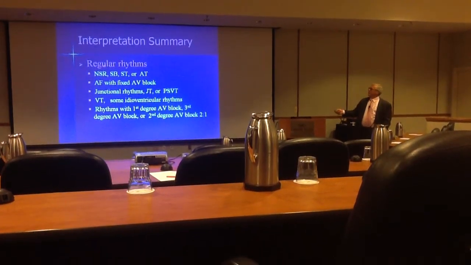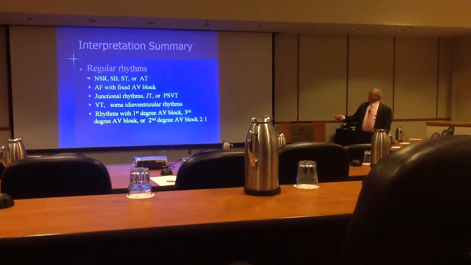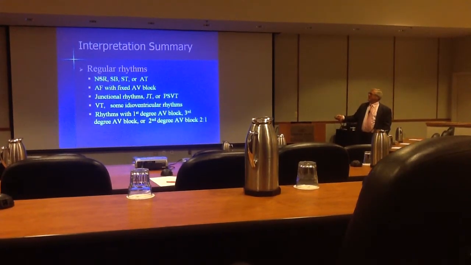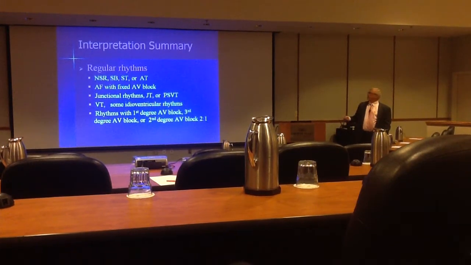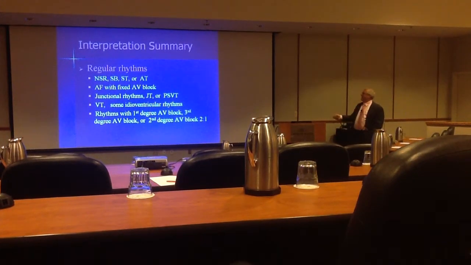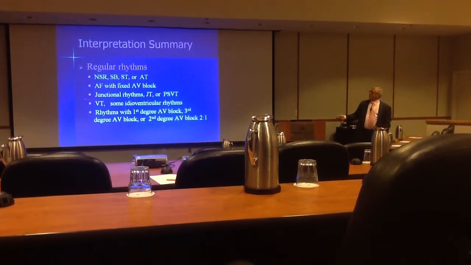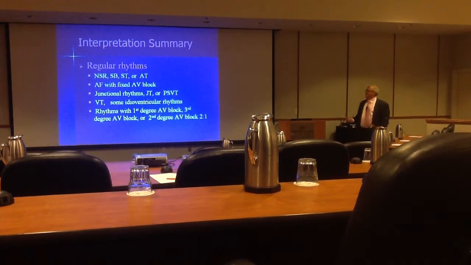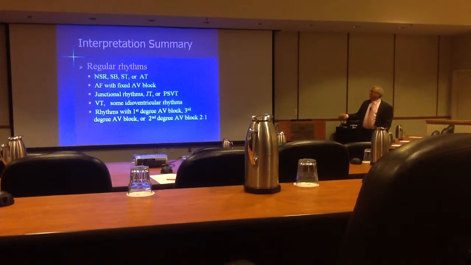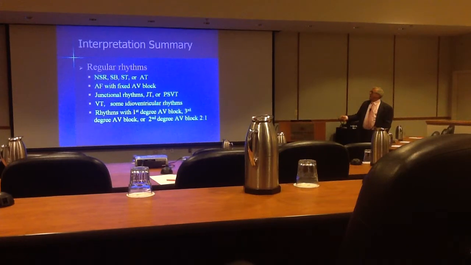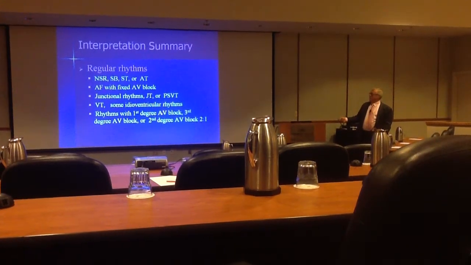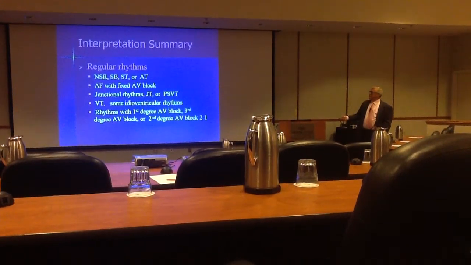Things that are regular tend to originate in the sinus. So you have normal sinus rhythm, sinus bradycardia, sinus tachycardia, atrial tachycardia. Junctional rhythms will also be regular, but you won't see P waves. Ventricular tachycardia, for the most part, is pretty regular, but it's coming from the ventricles. Of the blocks you'll see, first degree AV block is going to be a very regular rhythm. So is third degree AV block.